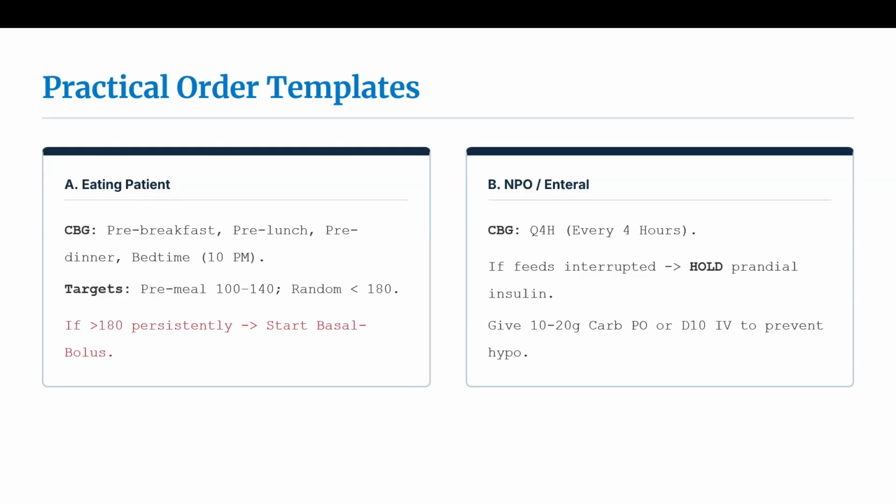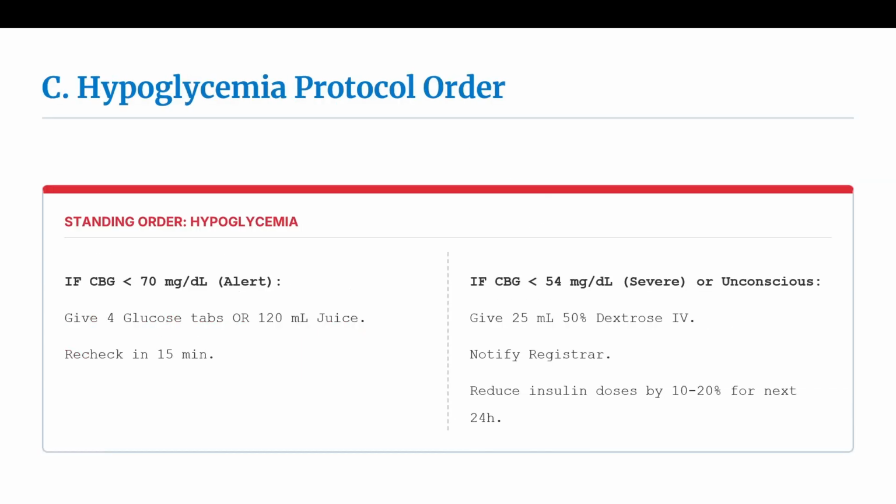In NPO and enteral feeding patients, monitor CBG every 4 hours. If the feeds are interrupted, hold prandial insulin, give 10 to 20 grams of carbohydrate orally or 10% dextrose IV to prevent hypoglycemia in NPO or enteral feeding patients.